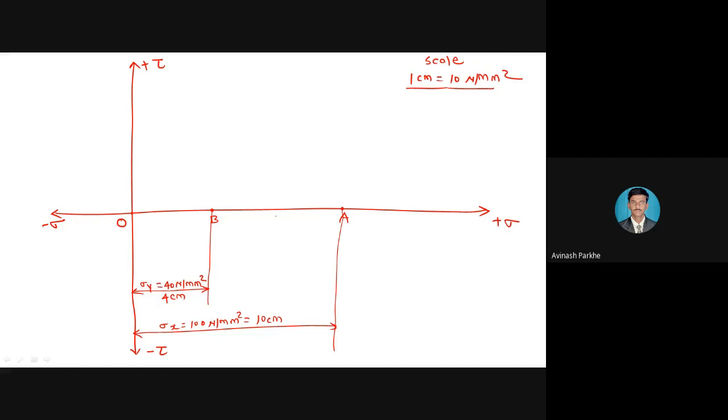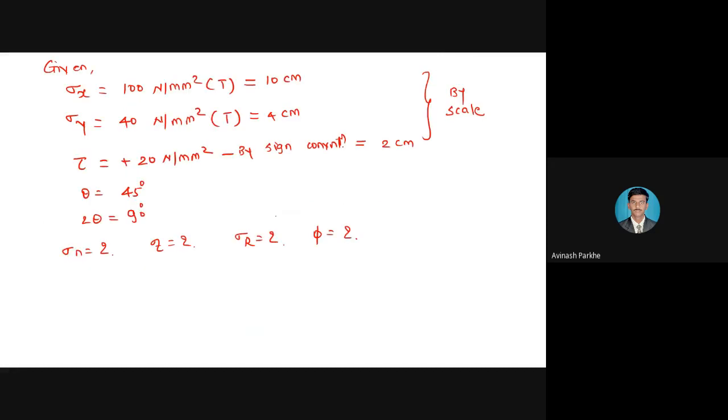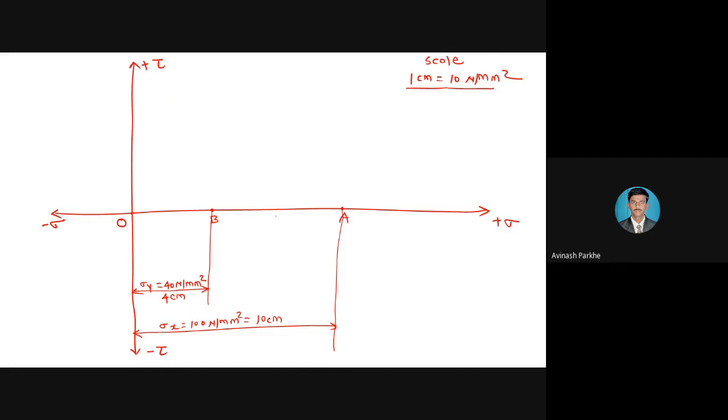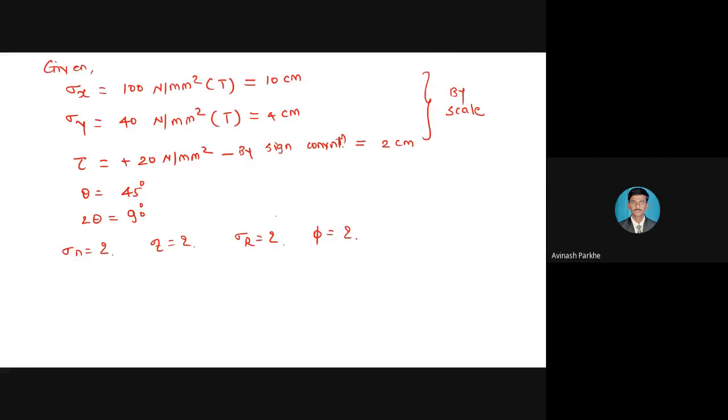Now point A is located, point B is located. Now we have to locate the shear stress point, that is, whatever shear stress is given, tau 20 Newton per mm square, and it is converted into 2 centimeter. So that shear stress also we have to locate. But here we have to apply some sign conventions. So let us see what we have to do. I will tell the sign conventions.